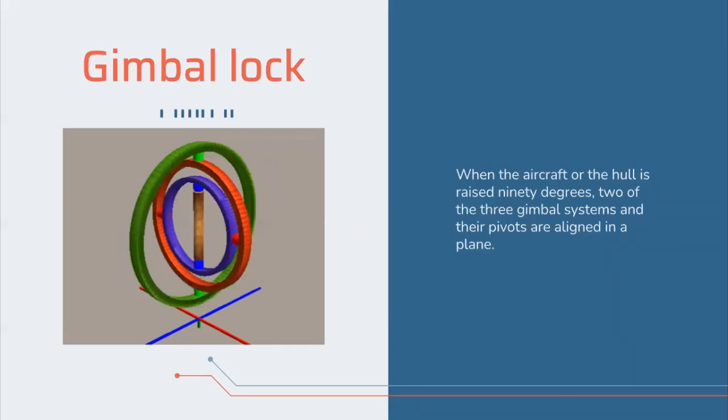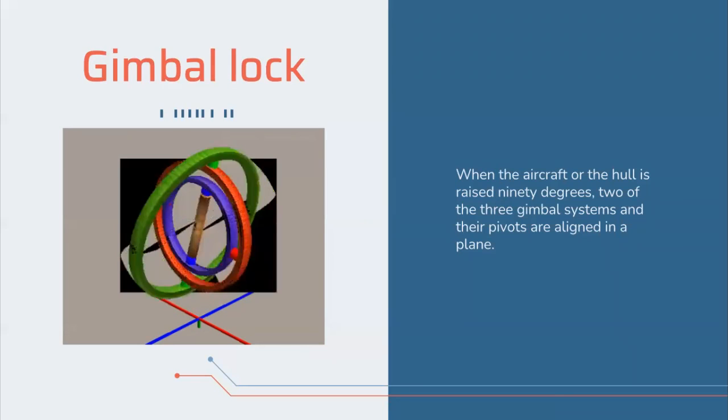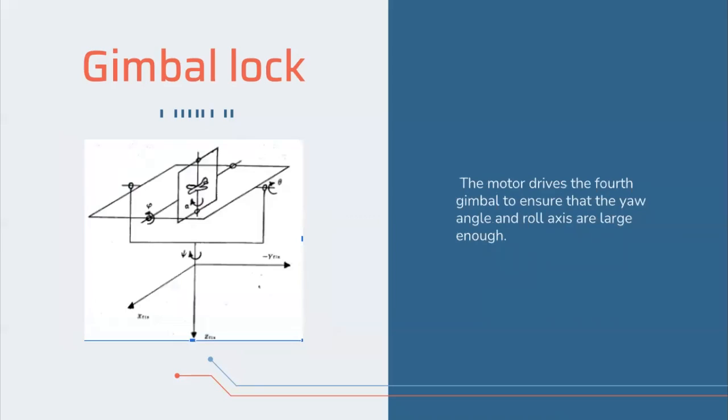And for this problem, we can overcome it by using the fourth gimbal. The motor drives the fourth gimbal to ensure that the angle between the yaw and the roll axes is large enough. There are still some weak points that need to be solved, like the gimbal lock, and that's the driving force for the continuous improvement of the gyroscope.